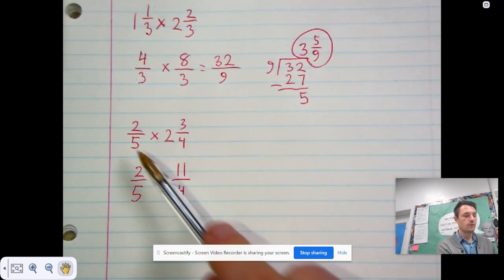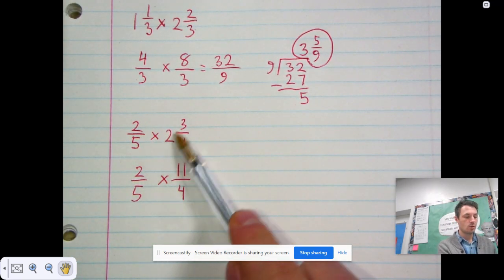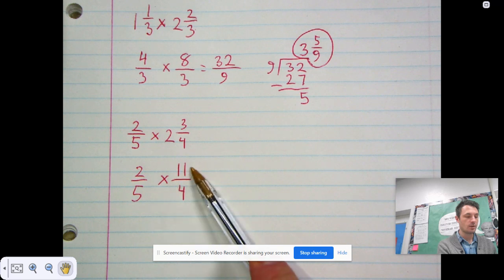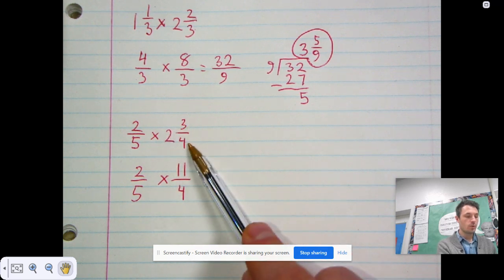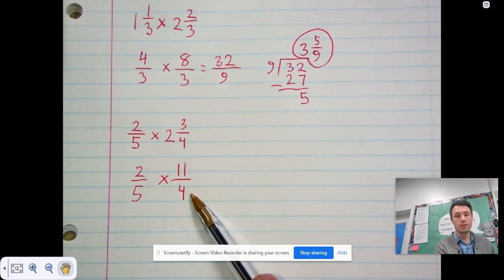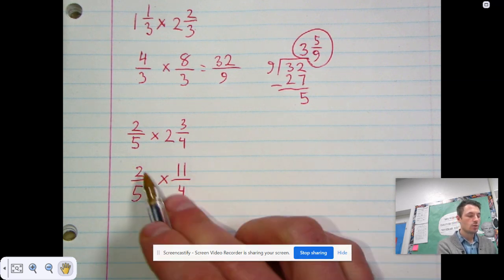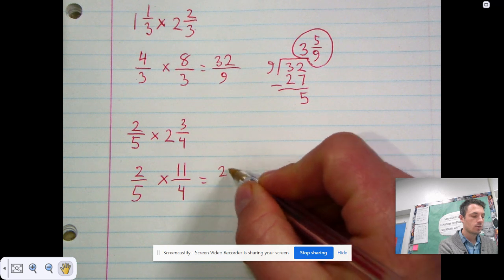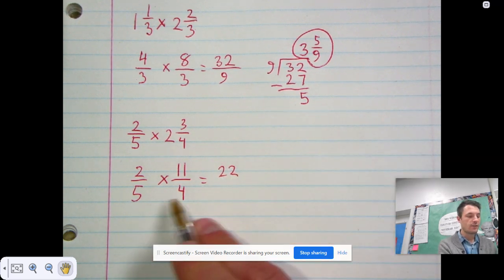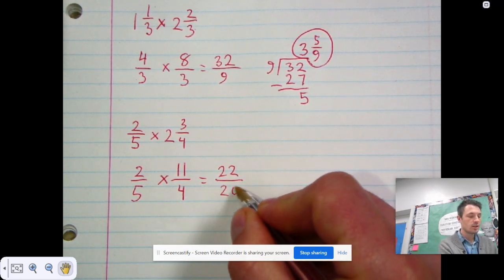And we'll just rewrite this fraction down here so we can multiply it times this improper fraction. So now instead of 2/5 times 2 3/4, we have 2/5 times 11/4. But 2 3/4 and 11/4 is the same thing. This just makes it so that we can multiply it by this fraction. 2 times 11 is 22. 5 times 4 is 20.